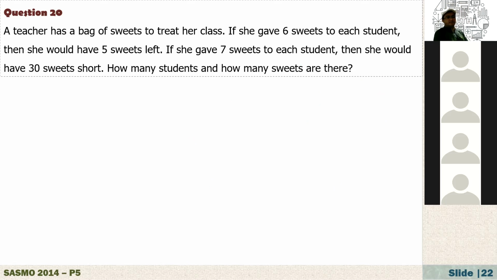A teacher has a bag of sweets to treat her class. If she gave 6 sweets to each student, then she would have 5 sweets left. If she gave 7 sweets to each student, then she would have 30 sweets short. How many students and how many sweets are there?